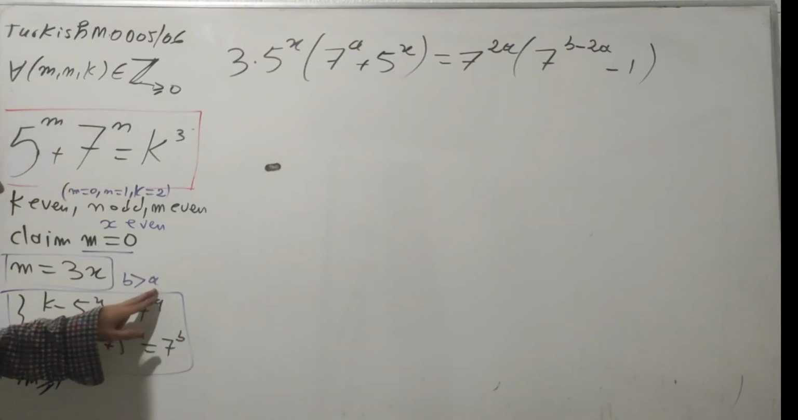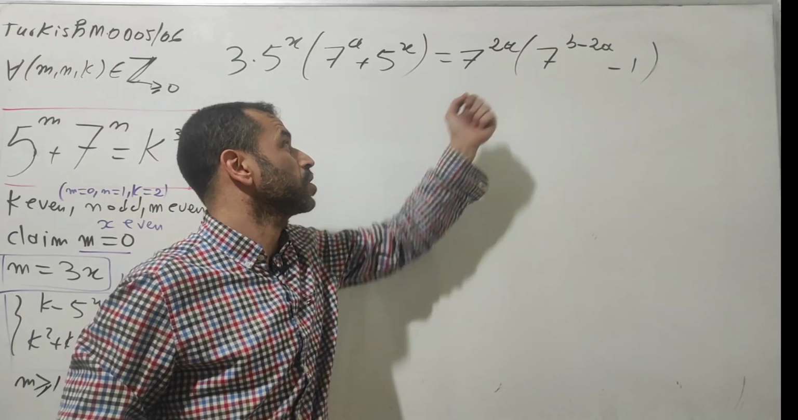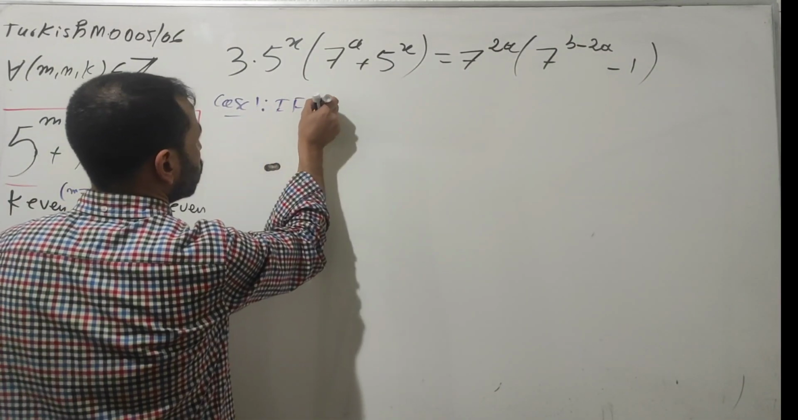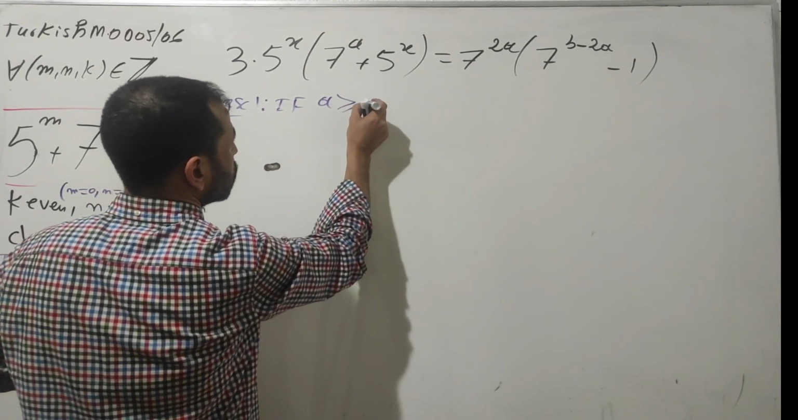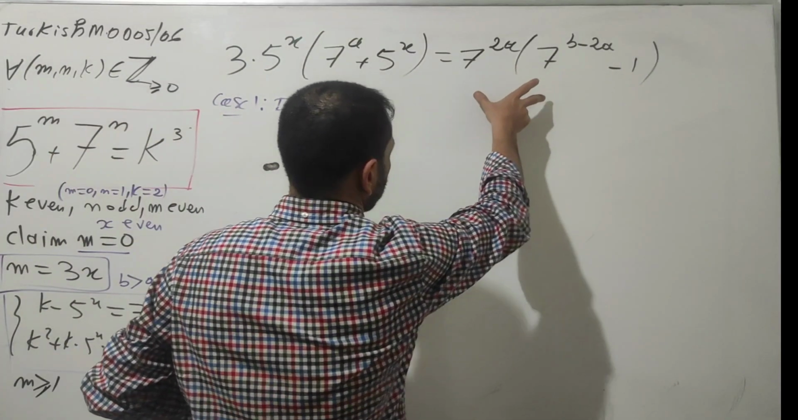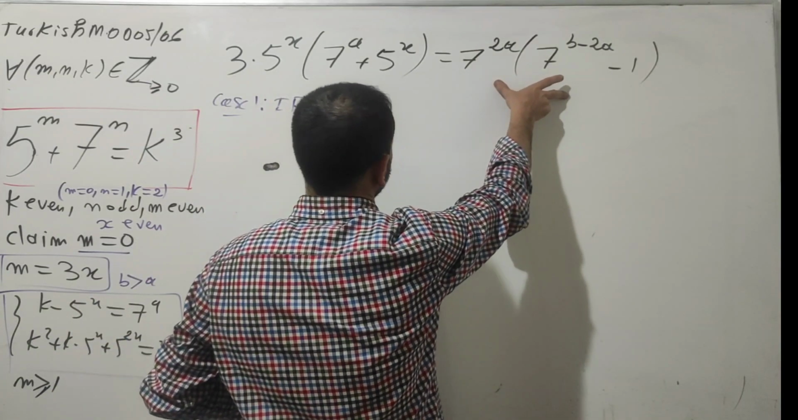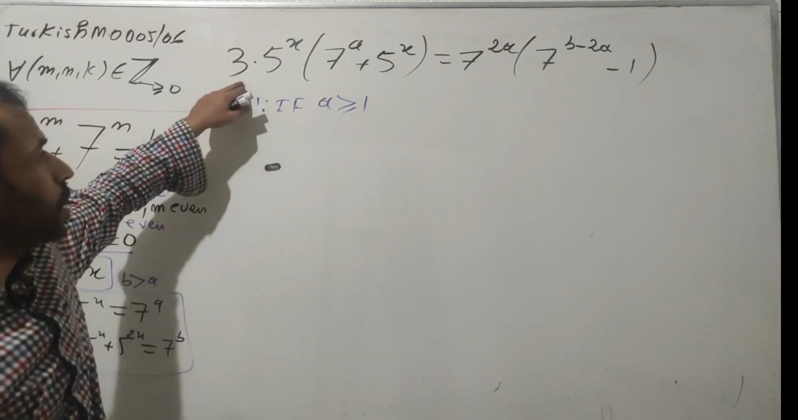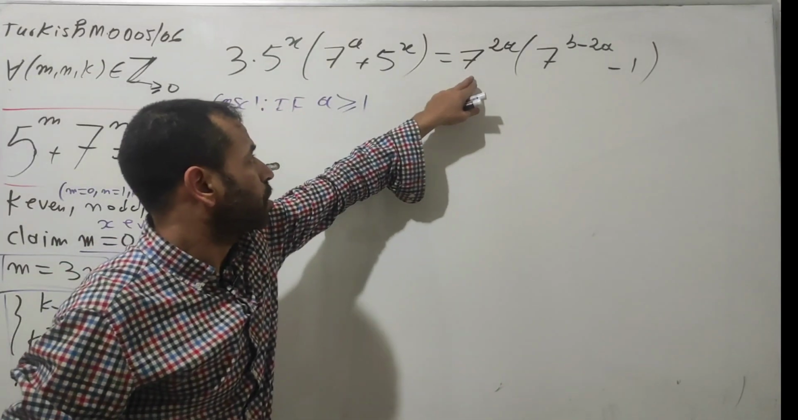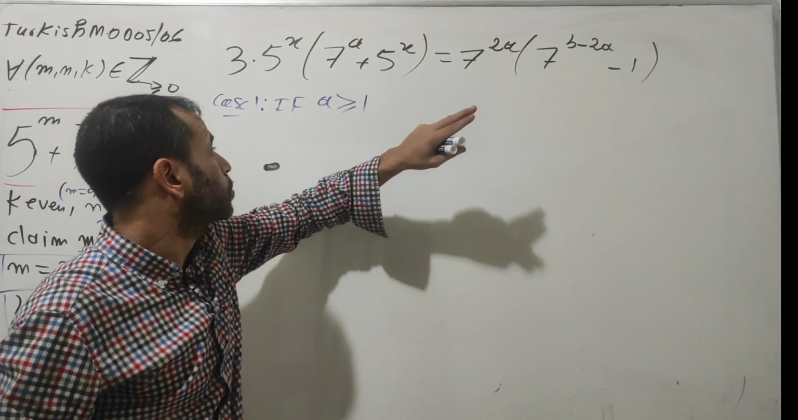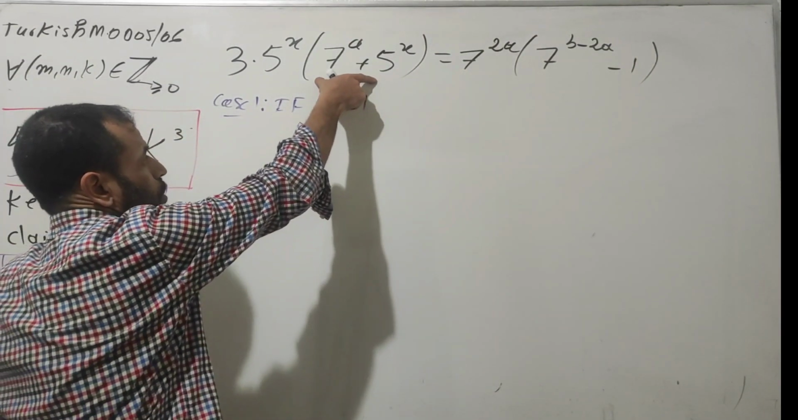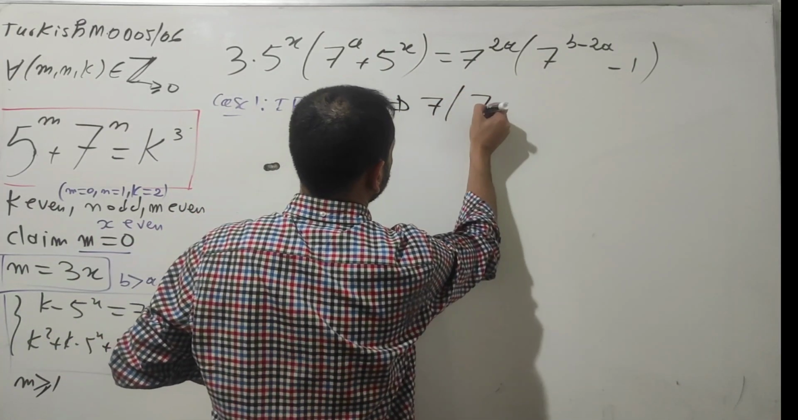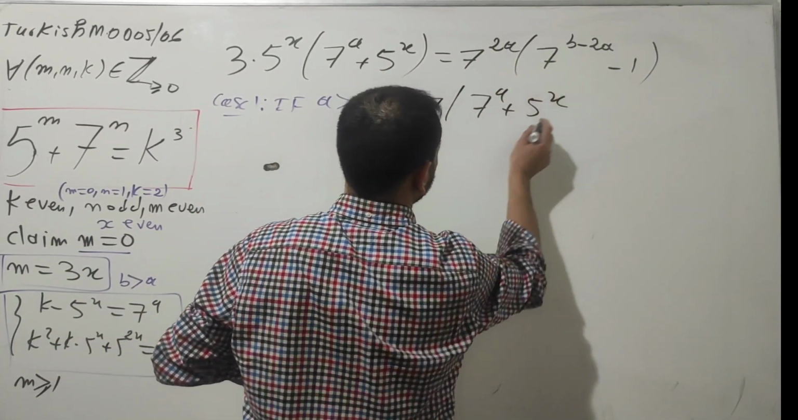Since we get b is bigger than a, where a can possibly take 0, right? Okay, let's take two cases. If a is greater than or equal to 1, okay? I get this term is always divisible by number 7, which means the left hand side of this equation is divisible by number 7 as well. But 3 cannot divide 7 and 5 cannot divide 7 because they are different primes, okay? Which means 7 divides this term, okay? So this one is telling us 7 divides 7 to the a plus 5 to the x.